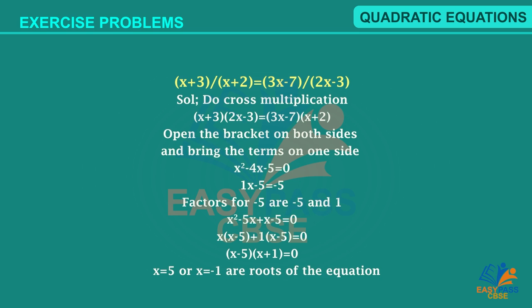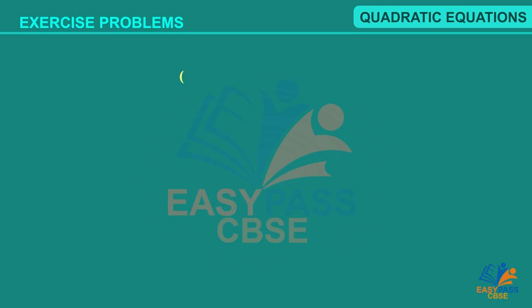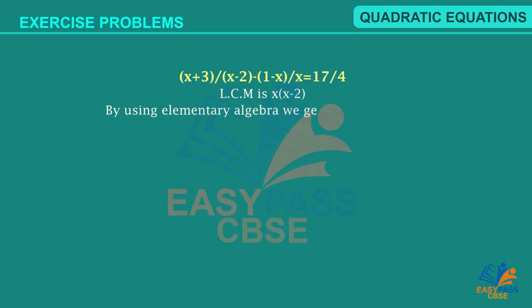Let us do one more question with little variation. x plus 3 by x minus 2 minus 1 minus x by x is equal to 17 by 4. First we simplify the left hand side by taking LCM. LCM is x times x minus 2. By using elementary algebra we get an expression. We have 2x square plus 2 over x square minus 2x, which is on left side. Right side we have 17 by 4.